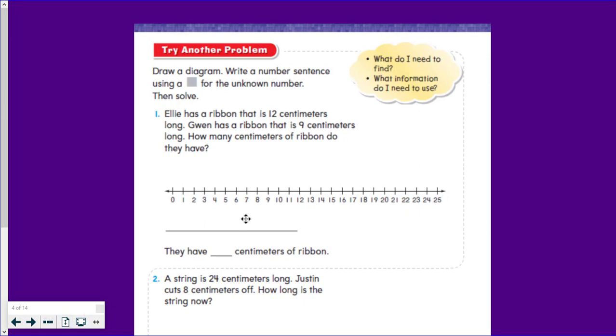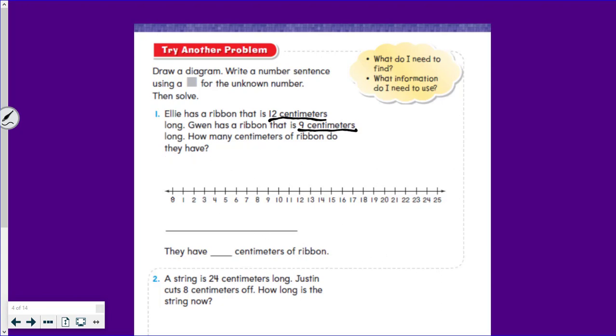So it says, draw a diagram, write a number sentence using a gray box or a blank for the unknown number. So remember, what do I need to find and what information do I need to use? So let's figure that out. So Ellie has a ribbon that is 12 centimeters. So 12 centimeters, that's something we know. Long. Gwen has a ribbon that is 9 centimeters long. So we'll underline that. How many centimeters of ribbon do they have?